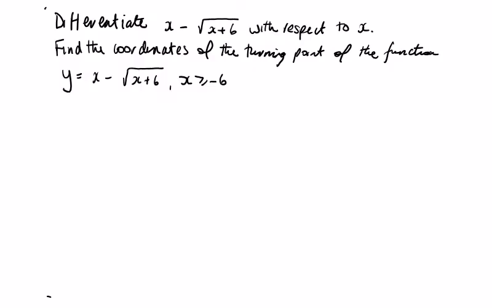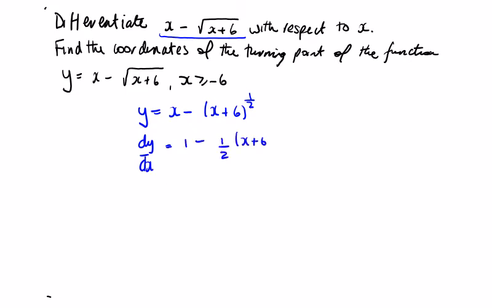In this question you were asked to differentiate x minus the square root of x plus 6 with respect to x. So we write that out. y is equal to x minus, well, we'll put this to the power of a half, it'll be easier to differentiate. So we're going to have dy/dx is equal to 1 minus a half times (x plus 6) to the power of minus a half, which is 1 minus 1 over twice the square root of x plus 6.